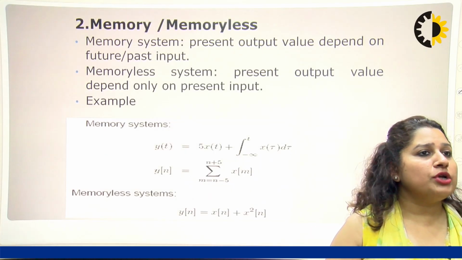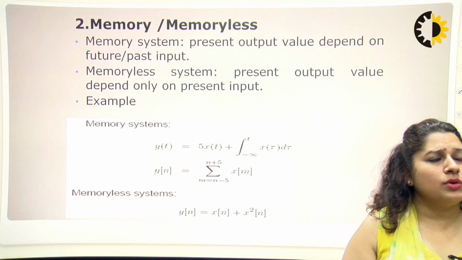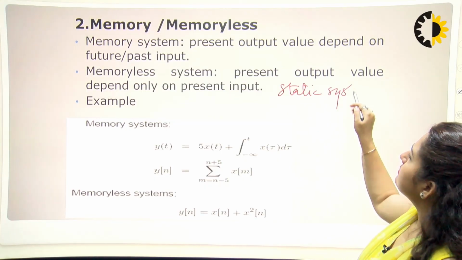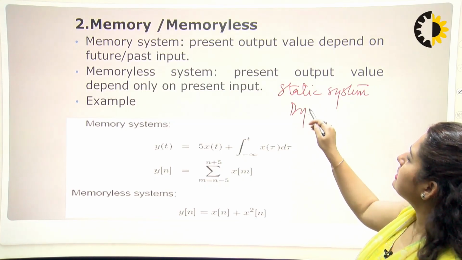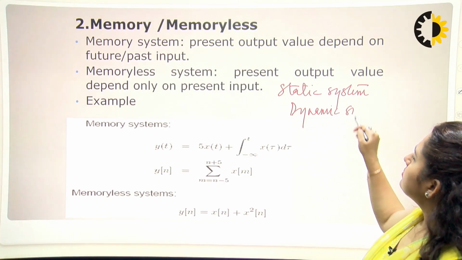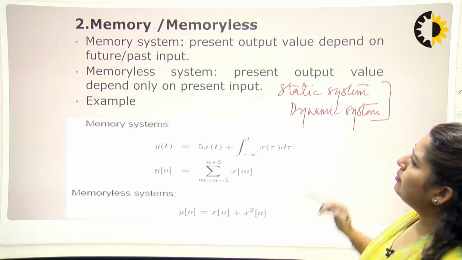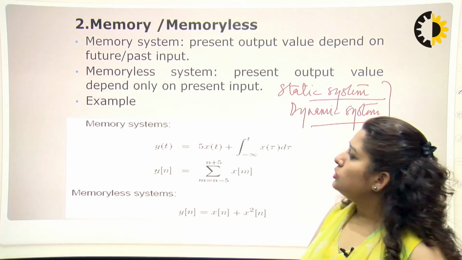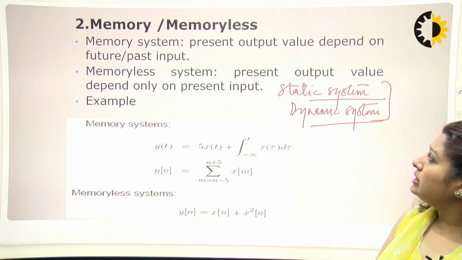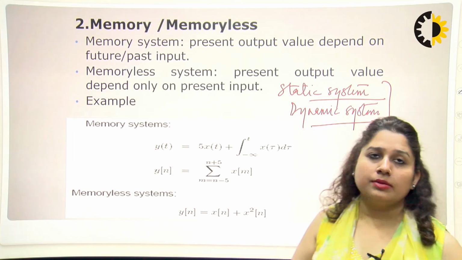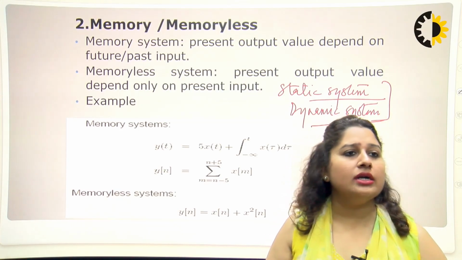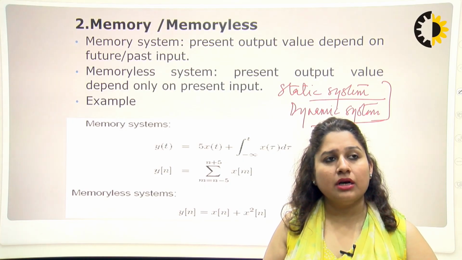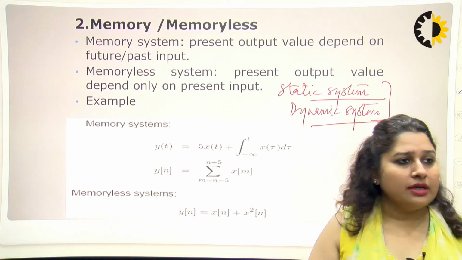Next category is memory and memoryless, or we can also write it as static and dynamic. If it is a static system, then it is without memory, and if it is a dynamic system, then it is with memory. So with memory is dynamic and without memory is static. If the output depends only on the present values of the input and not on the past and future values of the input, then it is called a static system. Otherwise, it is a dynamic system if the output depends on the past or the future values of the input.